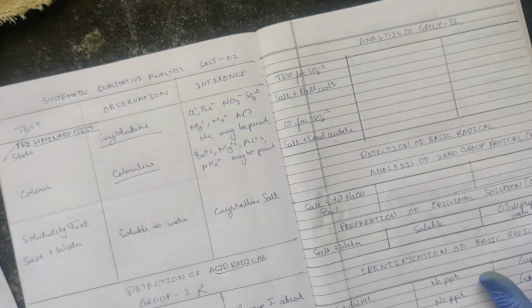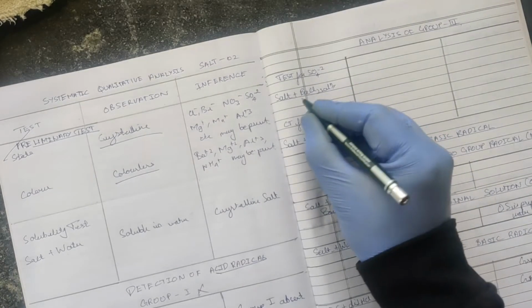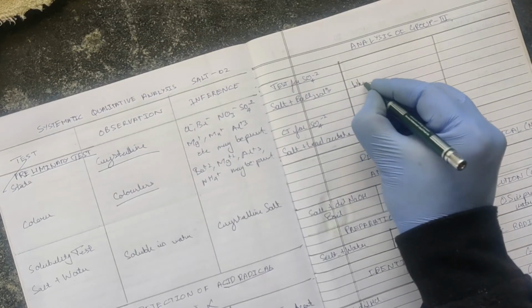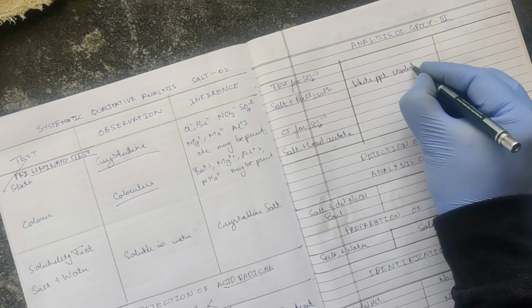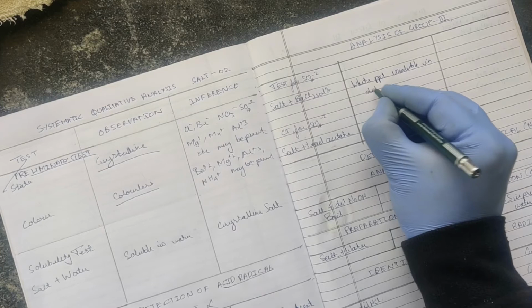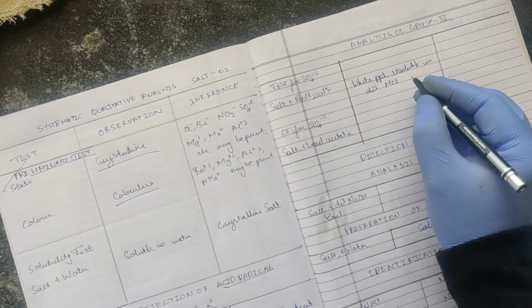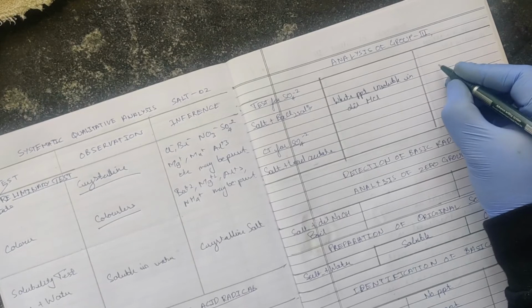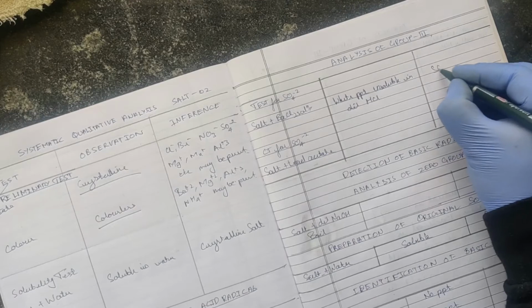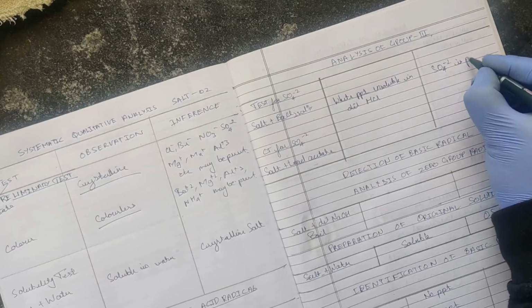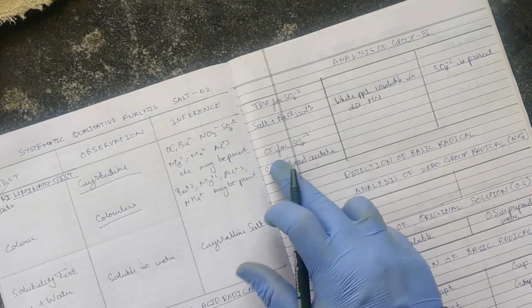Yes. Fine? Okay. Now, salt plus BaCl2. What did we get? White precipitate insoluble in dilute HCl. Okay, so what can I conclude from my observation in the inference part? I can conclude that SO4 minus 2 is present, right? Okay, so let us confirm this SO4 minus 2.